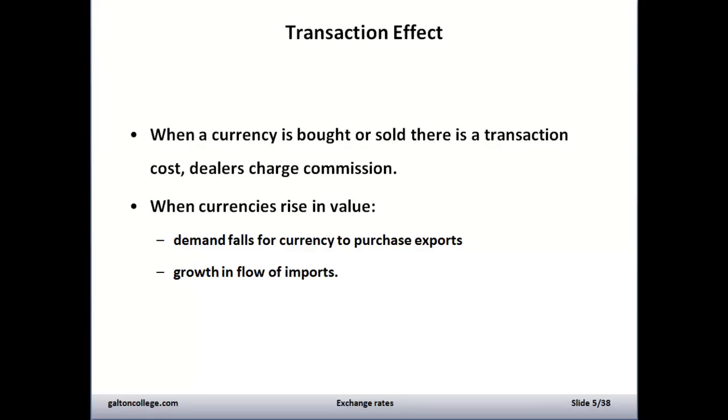If a currency falls in value, then imports are becoming more expensive, so we'd have less imports. If the currency is rising in value, then the imports are becoming cheaper, so we'd have a growth of imports. So we can see there are transaction effects associated with foreign exchange markets.